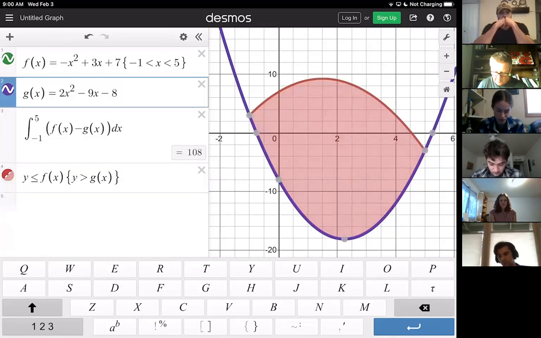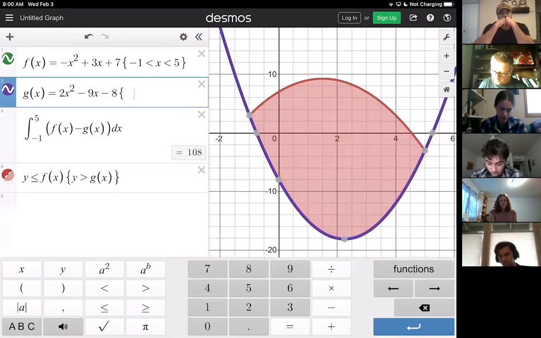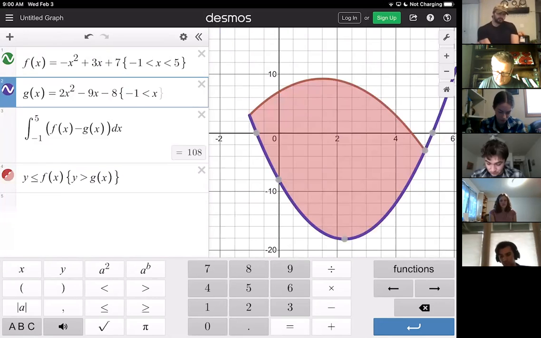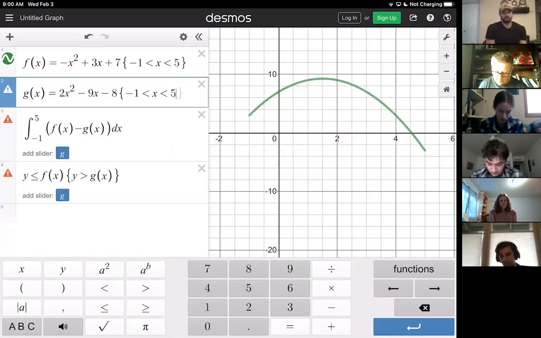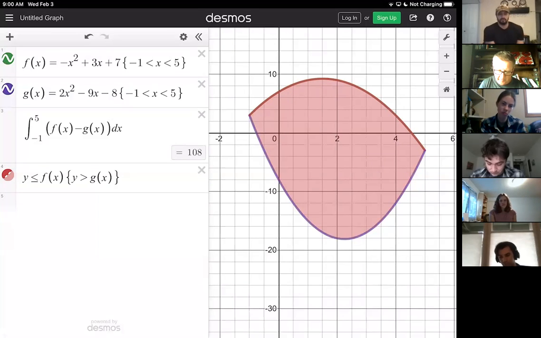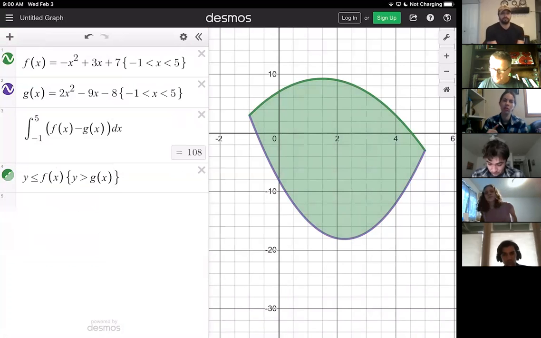I could limit the purple graph as well, like not let it go forever. So also say from -1 to 5. So that's kind of cool, right? And remember, just for the fun of it, if you can shade, unshade, you can go to that little gear up on the top and you can say, I don't like red, I like green, stuff like that.